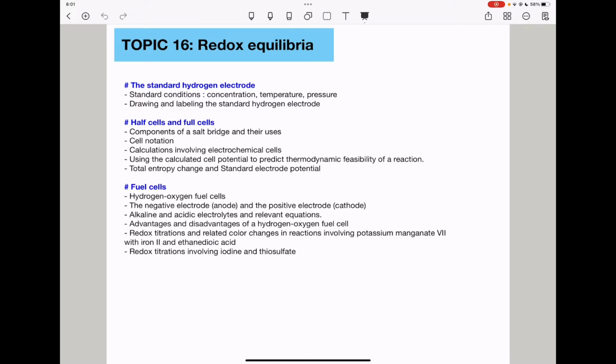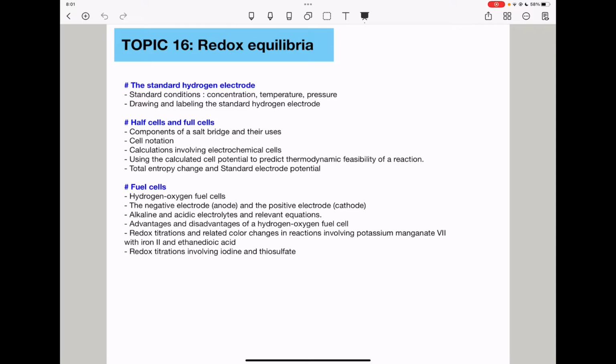You need to fully understand redox titrations and related color changes in reactions involving potassium manganate(VII) with iron(II), as well as potassium manganate(VII) with ethanedioic acid. Please remember that in these redox reactions, manganate(VII) is converted into manganese(II), and iron(II) can be converted to iron(III), while ethanedioic acid is converted into carbon dioxide. So you need to fully understand the color changes that are going to occur.